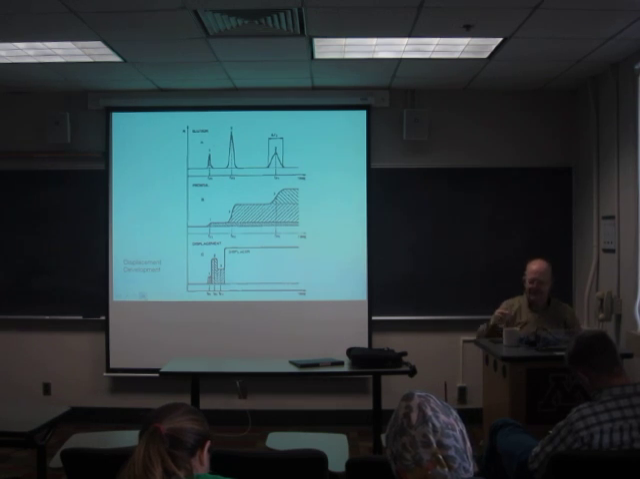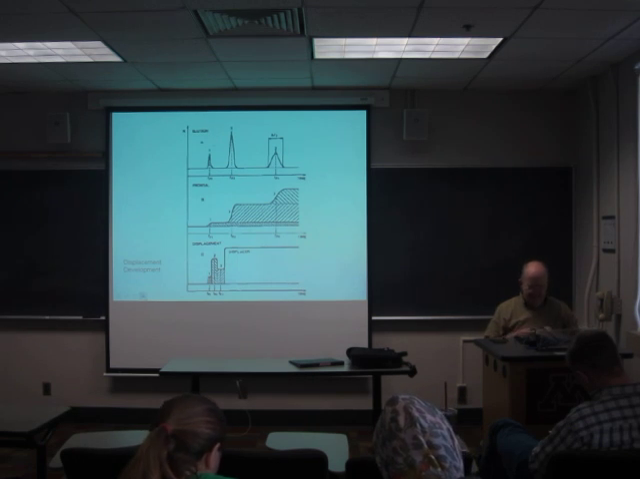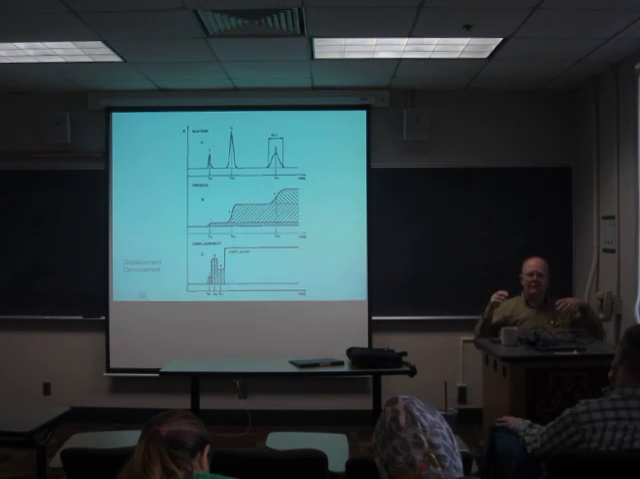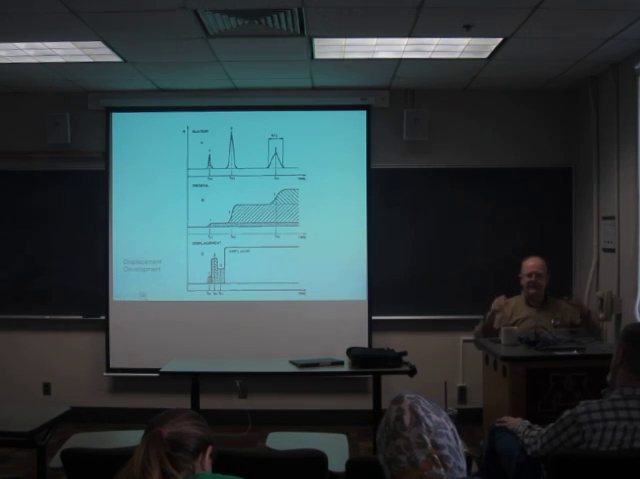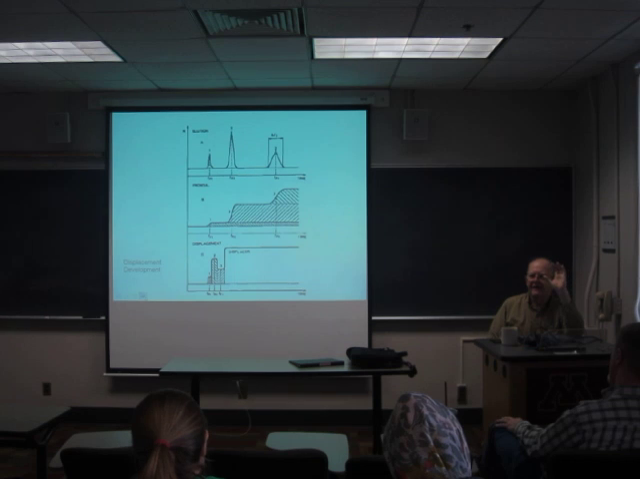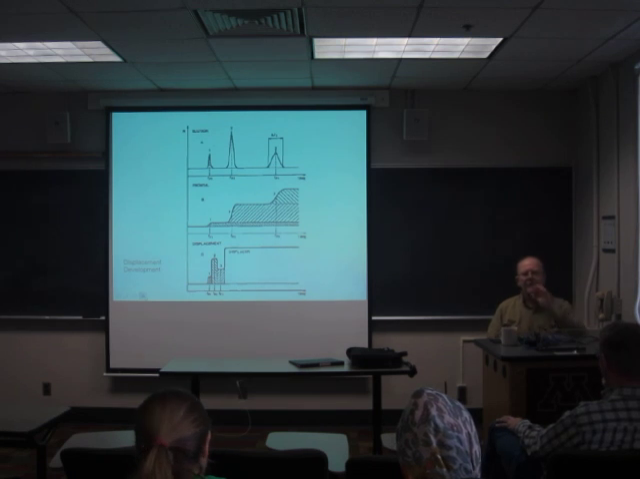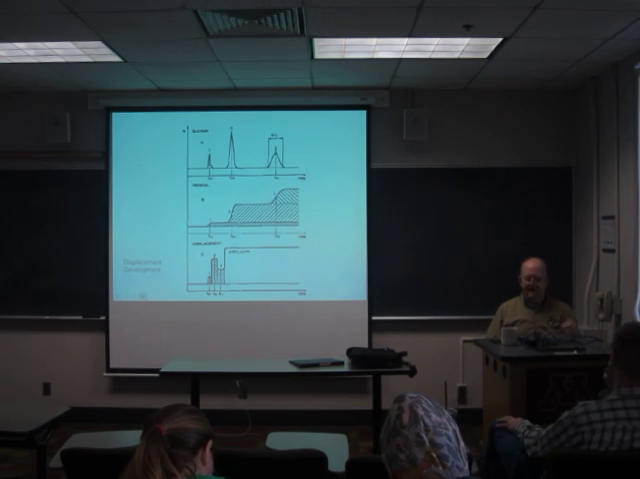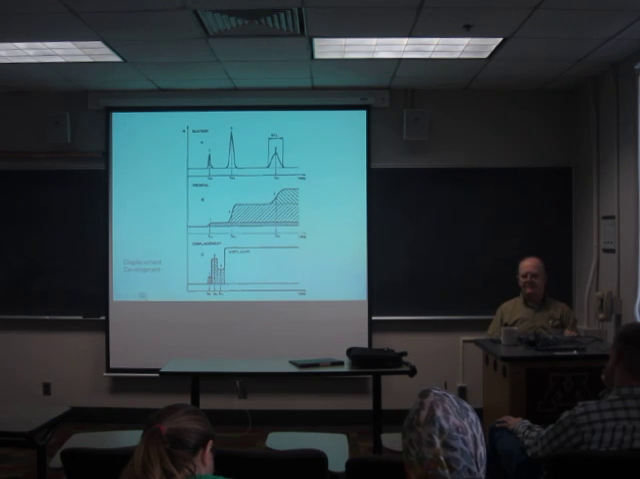What you do in displacement development is first you load onto the column a lot of 1, 2, and 3 in one shot. Okay, so you load a lot of it in one shot. Then you add to your eluent some compound, which we're going to call a displacer, which actually binds to the stationary phase more tightly than anything in your sample. Okay? And you keep pumping in this displacer.